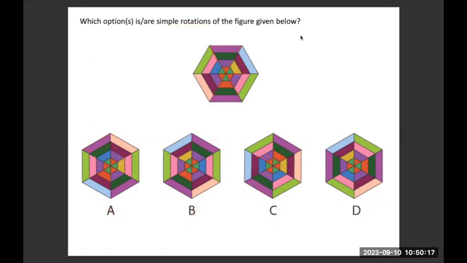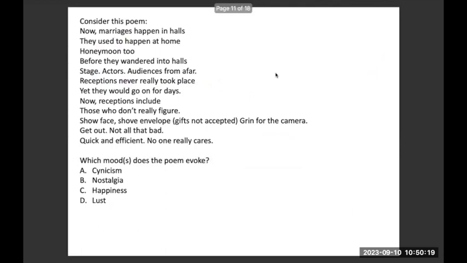Okay, we'll move to the next one. This is a different genre, where you're given a poem. What you have to find is the mood that the poem evokes: cynicism, nostalgia, happiness, or lust. In this case, one or more options are possible because the question says mood or moods. It's very simple. Read it very carefully and you'll automatically find the correct answer. There's no confusion here.